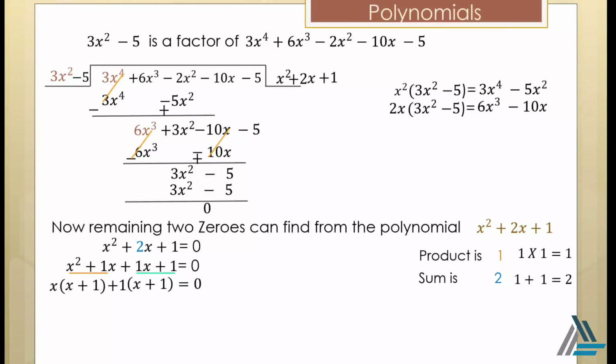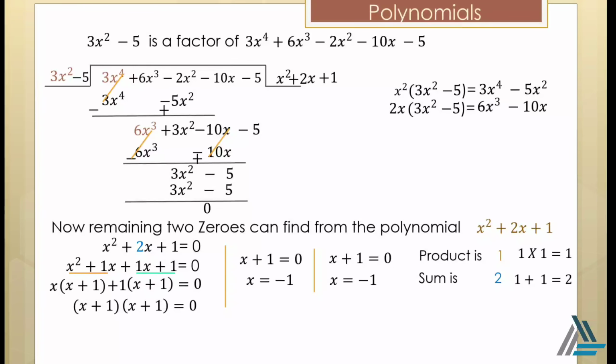When both factors x plus 1 are the same, then we are on the right track. The common factor is x plus 1 and the other is also x plus 1, equal to 0, because the remaining terms are x and plus 1. Now we set these terms equal to 0. When x plus 1 is equal to 0, by solving we get x equal to minus 1. Again from the second factor, x plus 1 is 0 and here x is minus 1. In this way we have found the remaining two zeros. Both zeros are the same: minus 1 and minus 1.